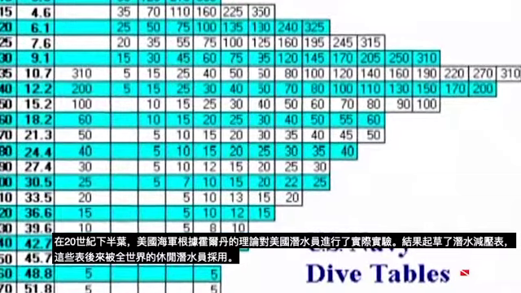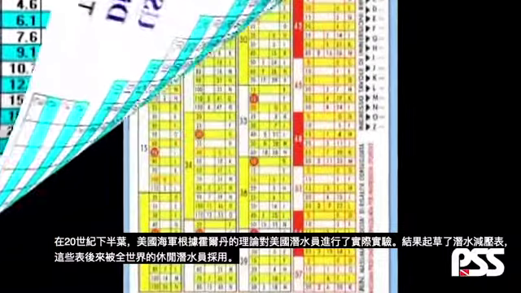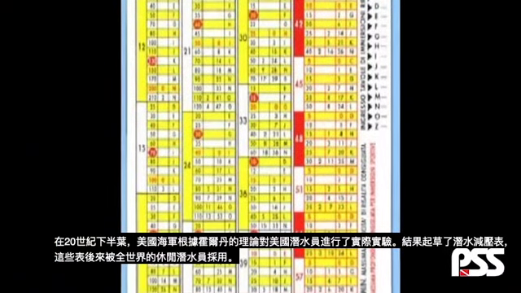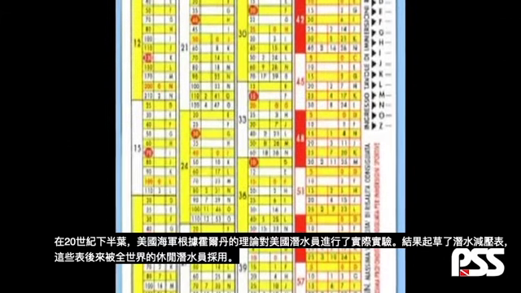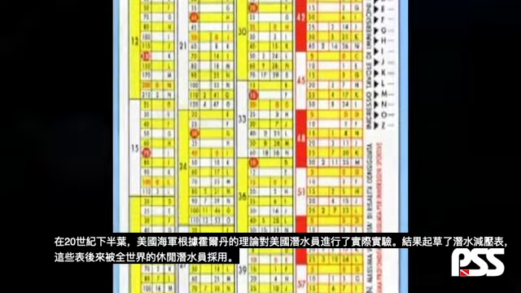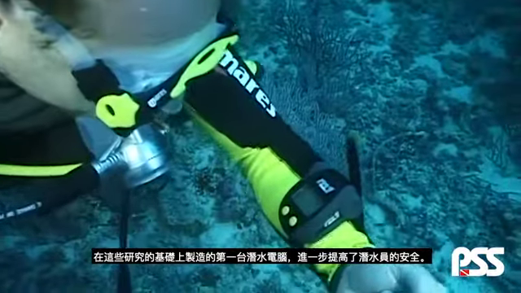In the second half of the 1900s, the US Navy carried out practical experiments on American divers based on Haldane's theory. As a result, dive tables were drafted up, and these tables were later adopted by recreational divers all over the world. The first dive computers, made on the basis of these studies, further increased the safety of divers.